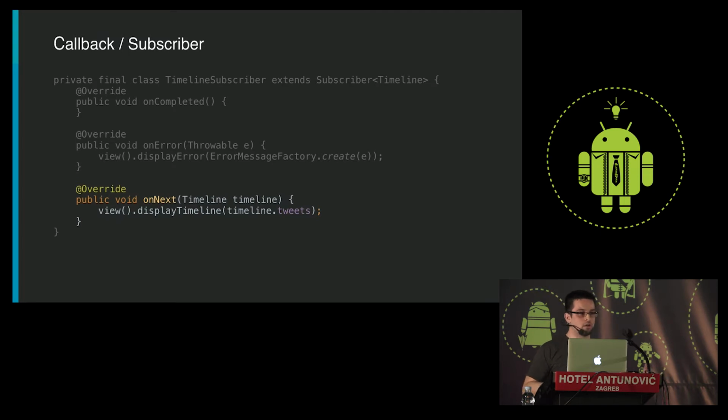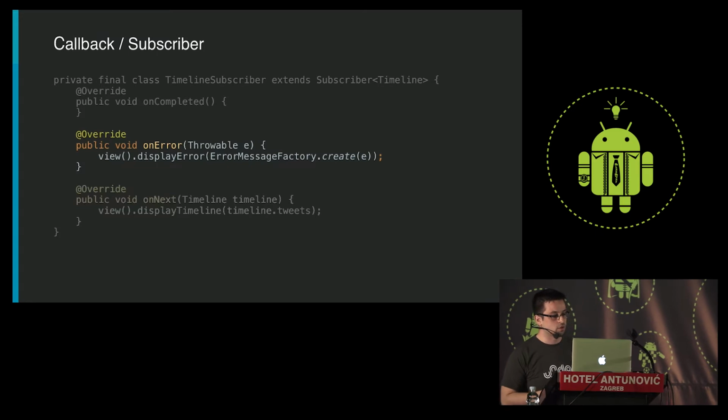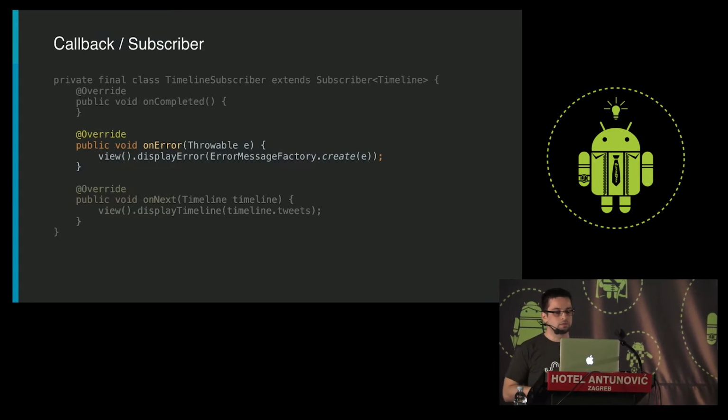And the view's job is then only to bind these fields to text views, image views, and so on. And of course, if an error happens, then you'll format some error message from that exception and tell the view to display that on the screen.